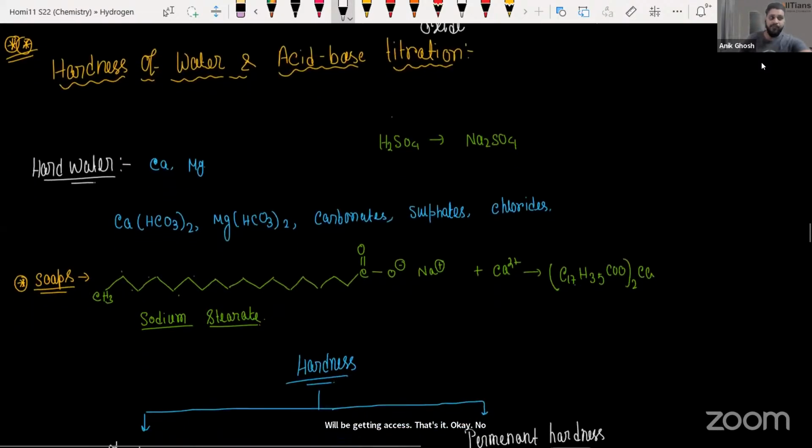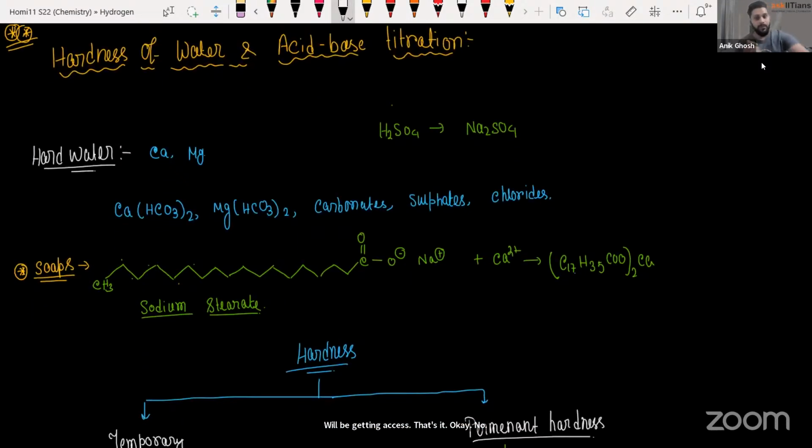So guys, this is the second pocket region of this chapter. So the entire chapter is not important. There are only some certain points from where you get to see the questions. One of the points was definitely what I've been teaching you before, the preparation of hydrogen, Bosch process, Green's process, and all these things. Then the other one is this one, the hardness of water. This part is something from where very noticeably questions have been given in JEE Mains.